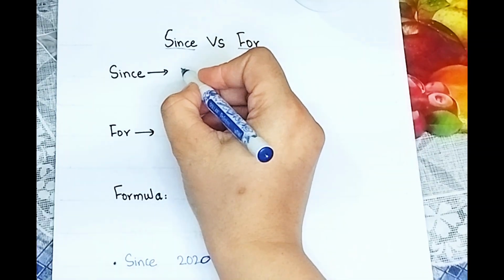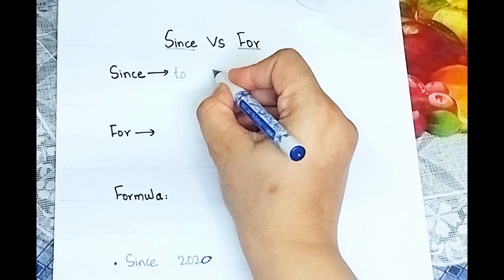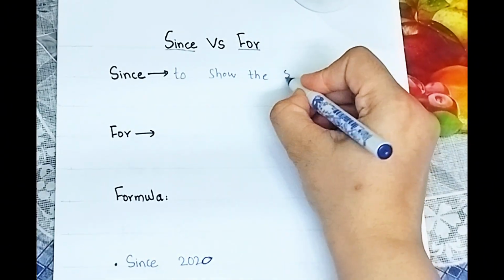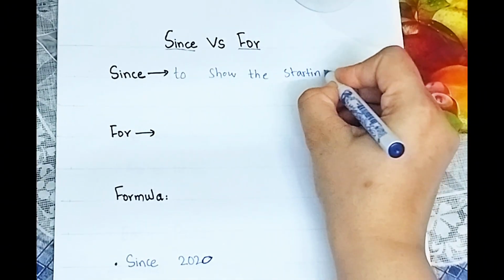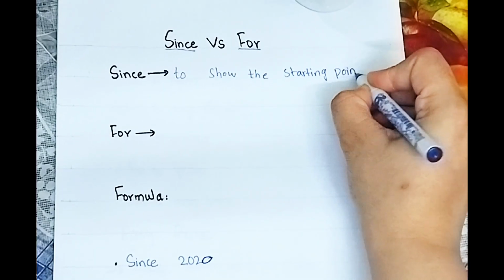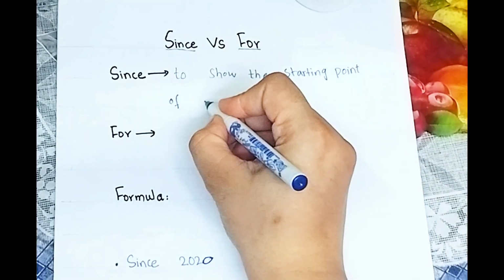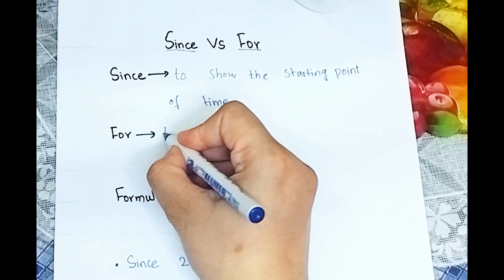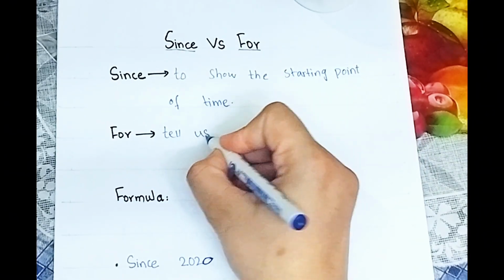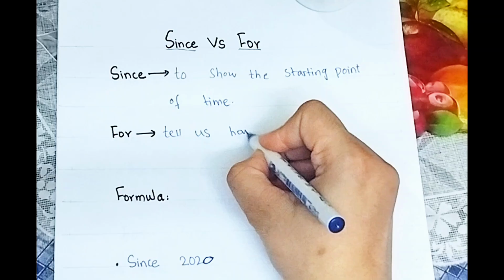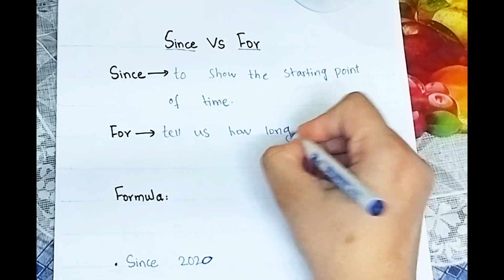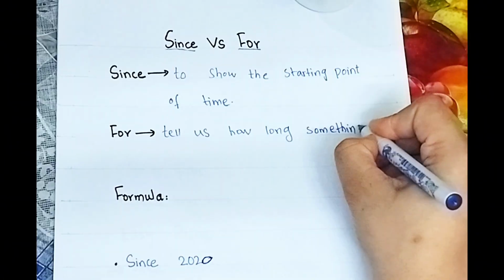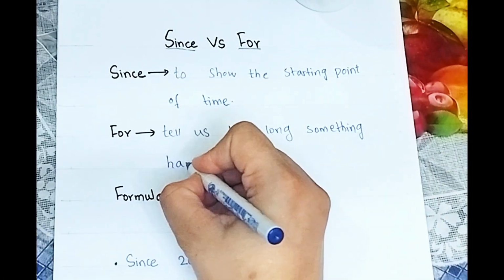Since is used to show the starting point of time. For tells us how long something has continued.